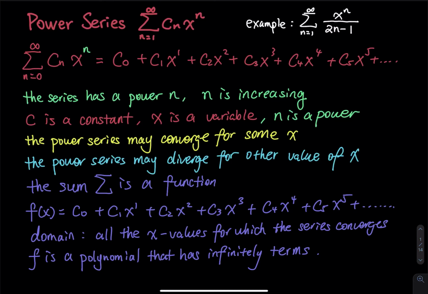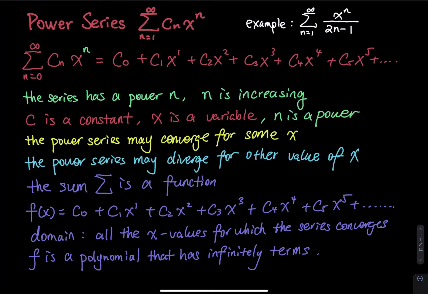If you take a look at the expansion, when n equals 0, x raised to the 0 power is 1, so that's why we only have c0 in the first term. Then as n increases by 1, you have c1 x raised to the first, c2 x raised to the second, c3 x raised to the third, and so on. So this series has a power n, and n is increasing. The x raised to the n is a characteristic of a power series. The c is a constant, so c is not changing at this point, x is a variable, and n is a power.